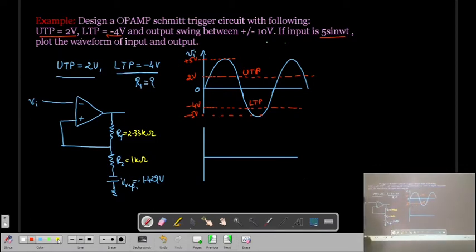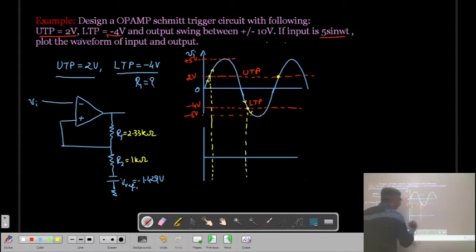So once you have drawn the lines for the LTP and UTP, then you see wherever your input voltage is crossing. Here my input voltage goes on increasing and it crosses the UTP at this point. Then the input voltage goes on decreasing and crosses the LTP at this point. Same way here we have a UTP and somewhere here you will get an LTP. Now you have to draw this waveform, that is, what will be the output.